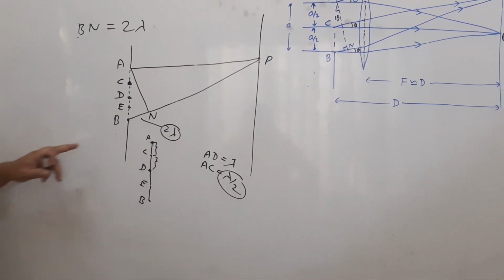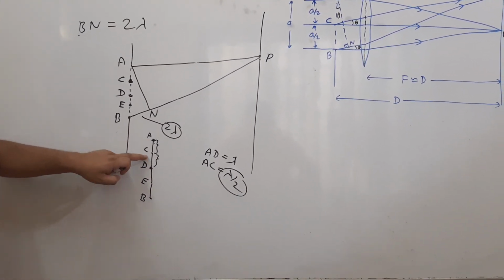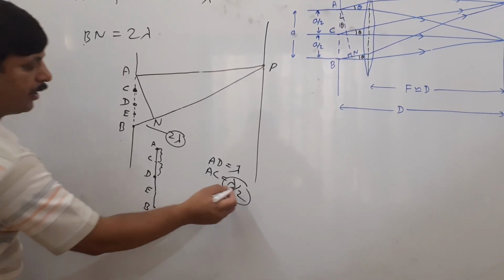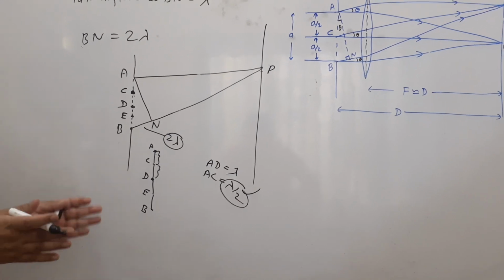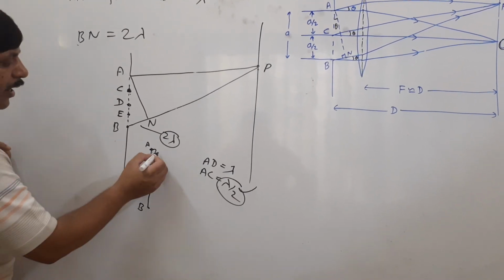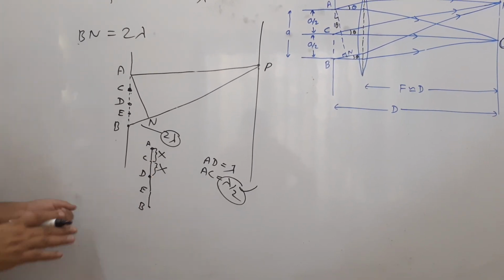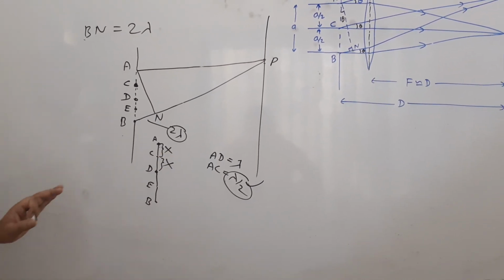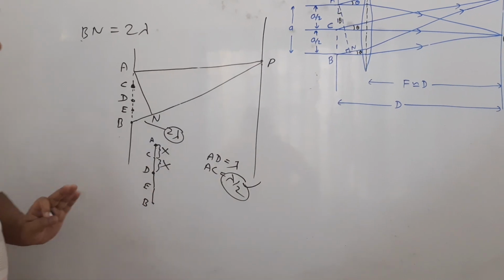Each point belonging to AC and the corresponding point of CD have a path difference of lambda by 2. They will make destructive interference and cancel each other, trough will cancel crest, and minimum intensity will be at the point P.